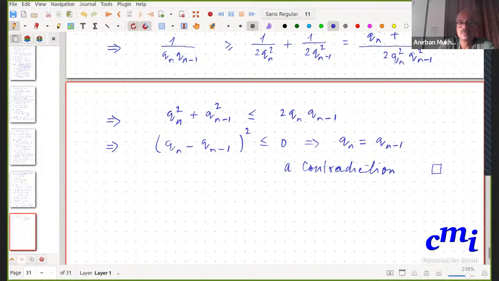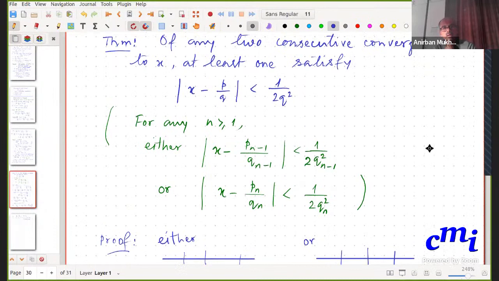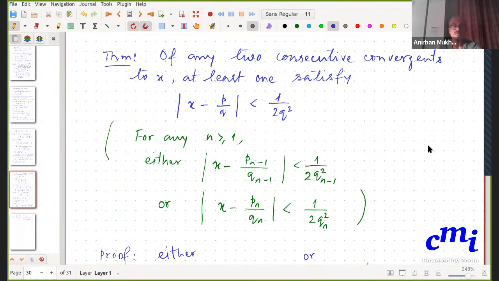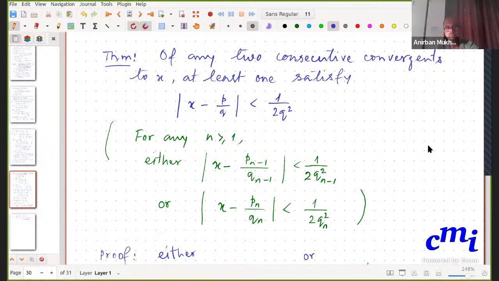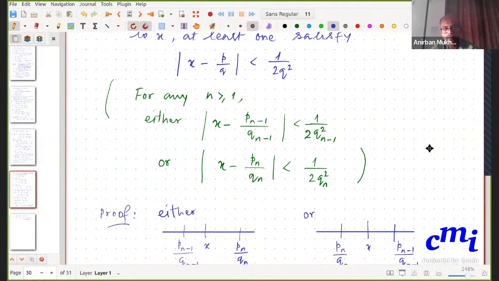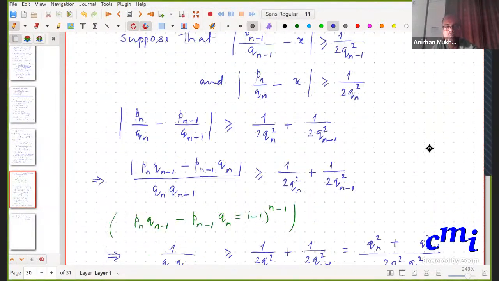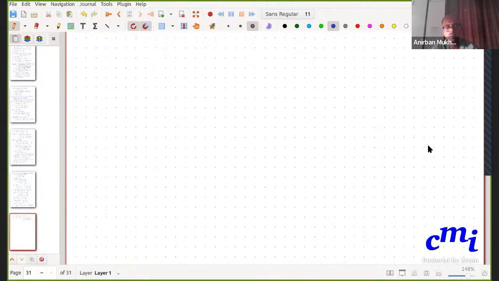Which establishes the theorem. So what's the theorem we proved? We showed that among any two consecutive convergents, one of them has to satisfy this inequality, that x minus p by q is strictly less than 1 over twice q square. So this inequality is satisfied by one of the convergents. So one of the convergents gives you an approximation of that accuracy.